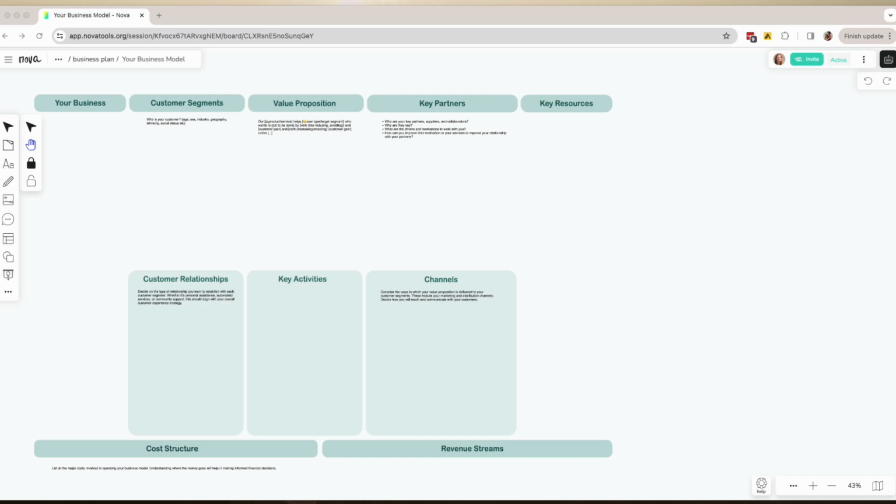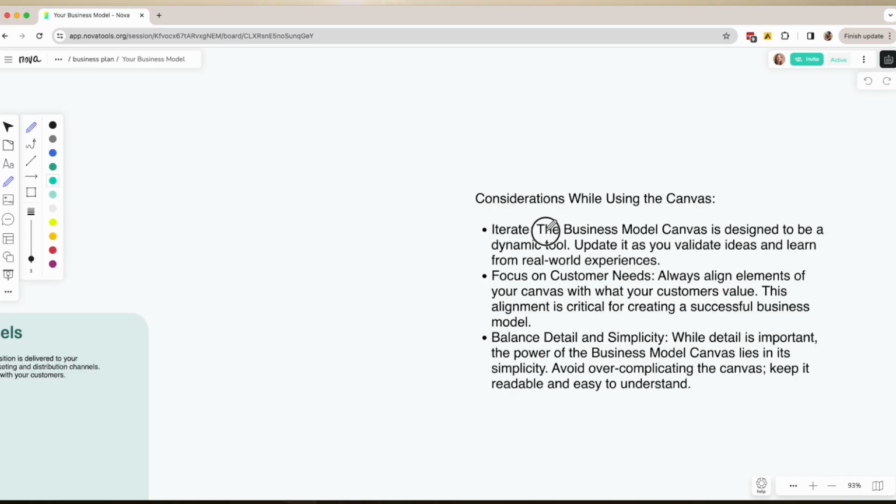Now, what should you consider while using this canvas? Iterate and keep updating your business model. The Business Model Canvas is designed to be a dynamic tool. Update it as you validate ideas and learn from real-world experiences.